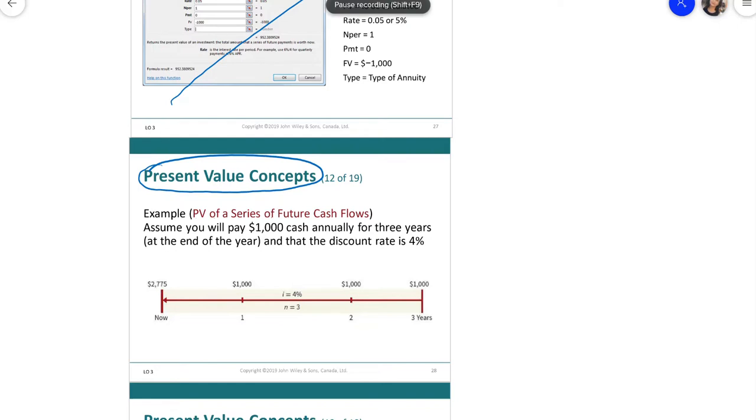Now, going further with the present value concept: the present value of a series of future cash flows. Sometimes when you have a series of payments, on your calculator it becomes a payment. Like what we did before, if it's a lump sum and you're putting money in today, then it's a present value. If you want something in the future, it's a future value, but those are lump sum payments. If you have equal payments or a series of payments, then on your calculator that is called a payment. So assume you pay $1,000 annually for 3 years.